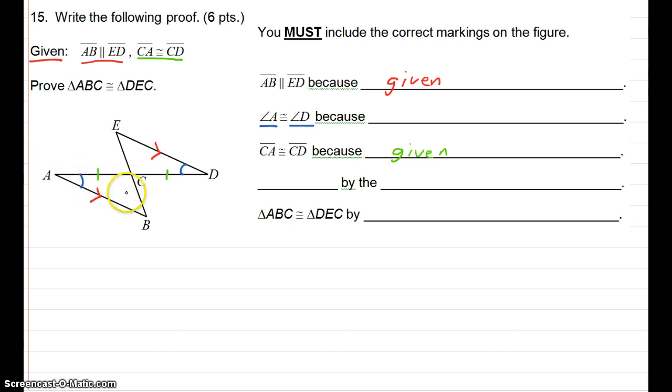And so it's because of these parallel lines, and this is our transversal, so that means that angle A and angle D are what type of angles? And that would be alternate interior angles. So angle A is congruent to angle D because alternate interior angles are congruent.